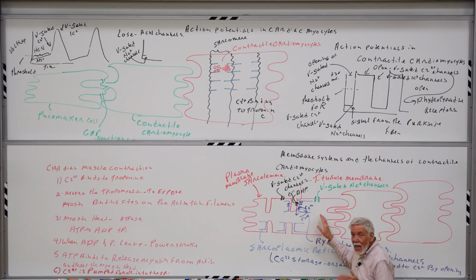In the heart, we don't need that kind of speed. We're basically releasing the calcium over a long period of time to get a contraction. We only are going to be doing this every second or so, maybe at really high rates every quarter of a second. And so we don't need the kind of speed here that we have in the skeletal muscle.